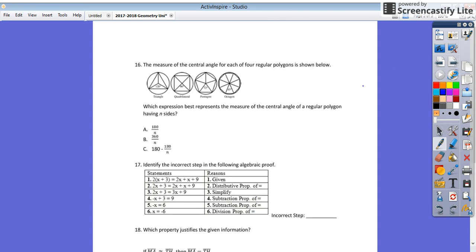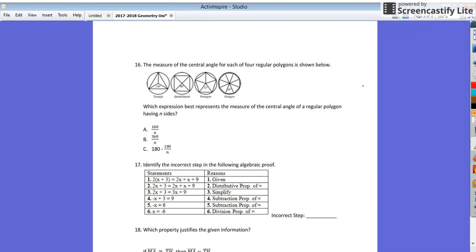On number 16, it says the measure of the central angle for each of the 4 regular polygons is shown below. Which expression best represents the measure of the central angle of a regular polygon having n sides? So we want to figure out which one of these expressions matches what we have going on in our table, and n is the number of sides. So if we look at answer choice B, we would do 360 divided by 3, because we have a 3-sided figure.